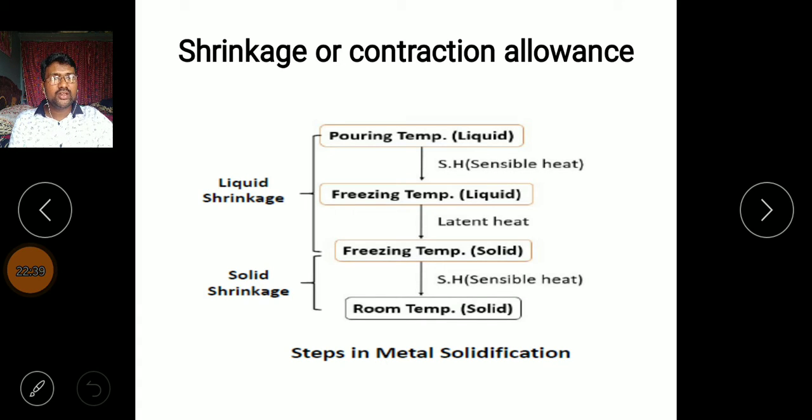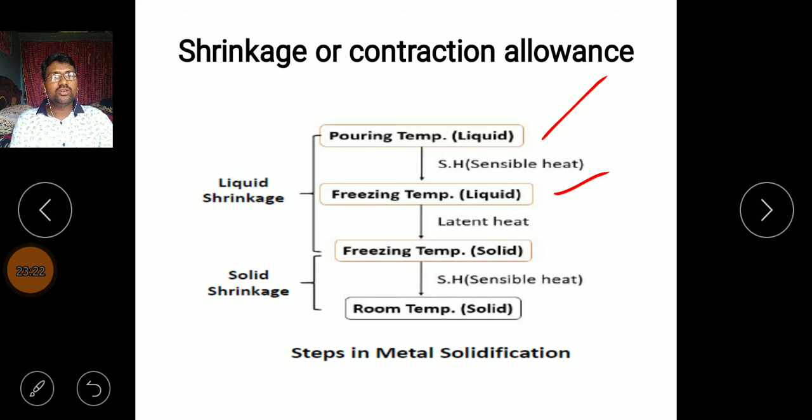Observe this diagram. Here, first it is known as the pouring temperature. At the time of pouring, the molten metal is at high temperature, in the form of liquid. After that, the temperature is reduced from pouring temperature to freezing temperature. But here the phase change does not occur, only the temperature reduces, that is sensible heat. It converts from liquid to liquid, but the temperature is reduced, known as sensible heat. Next, from freezing temperature to the freezing zone, it changes from liquid to solid, so here the phase change process will occur, and that process is known as latent heat.